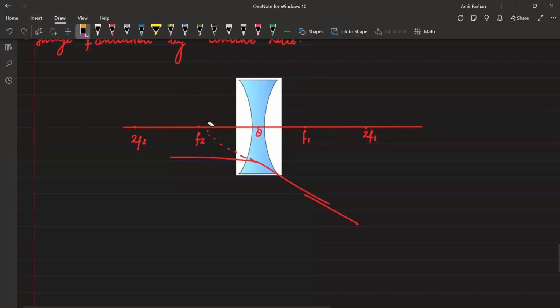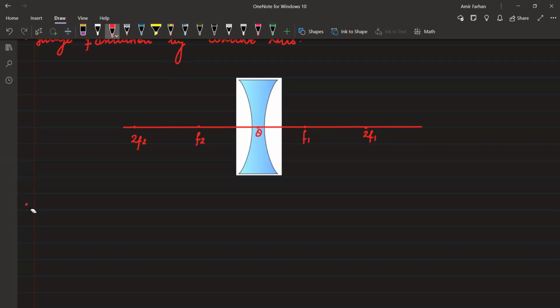As you can see, the concave lens is diverging the rays. The principal focus will be here, because the light rays are not intersecting at this point. So we have to draw the light rays in the backward direction. This will be the principal focus for the concave lens. Am I clear to all of you, bachcho? Yes, sir.